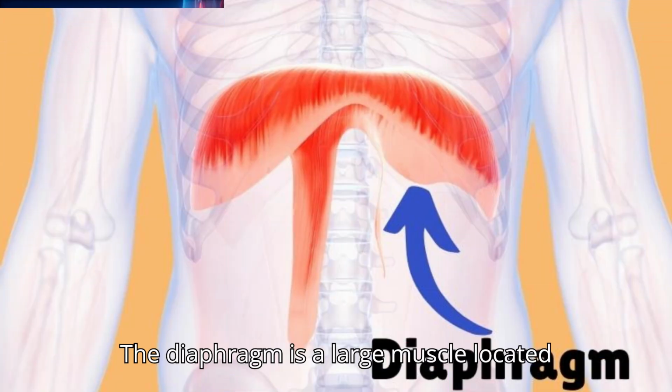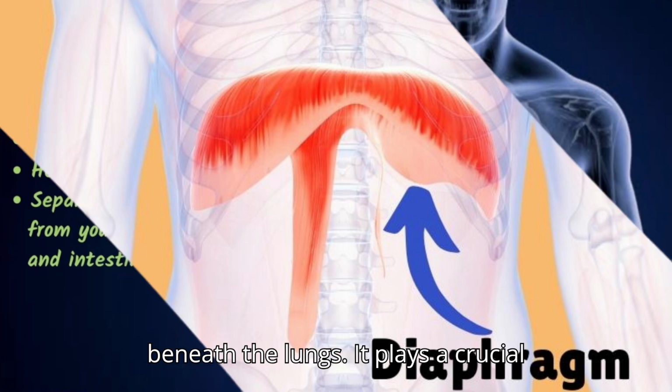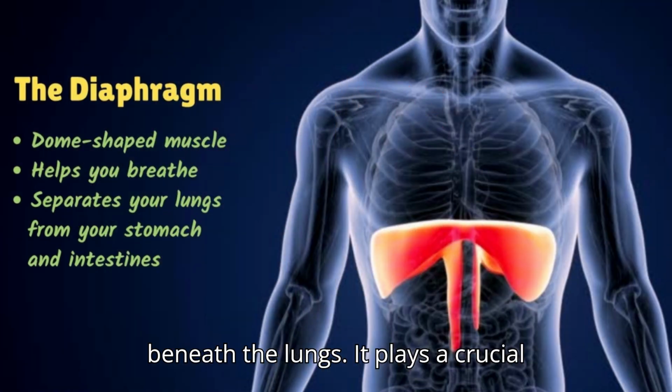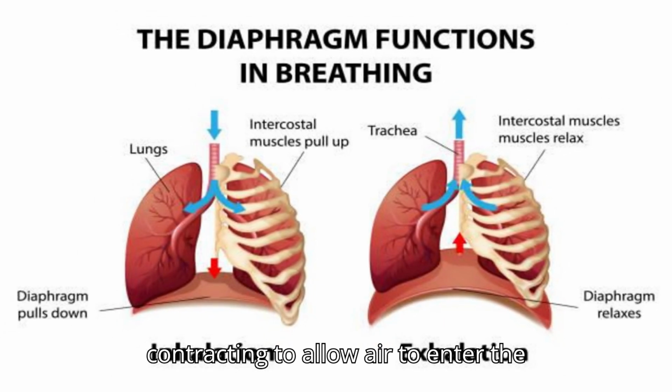Diaphragm. The diaphragm is a large muscle located beneath the lungs. It plays a crucial role in the process of breathing, contracting to allow air to enter the lungs and relaxing to expel air. The process of breathing.